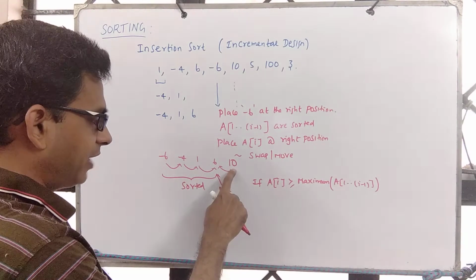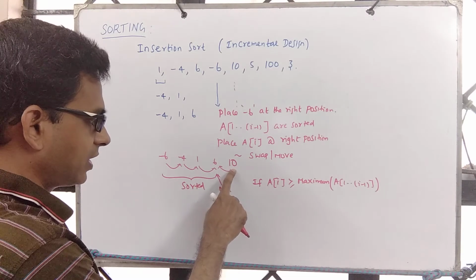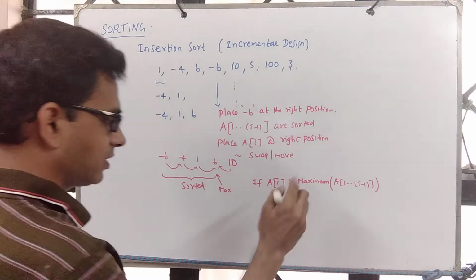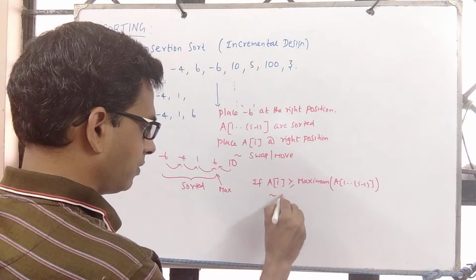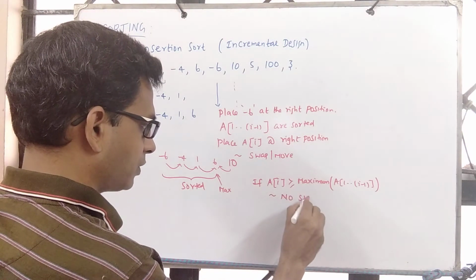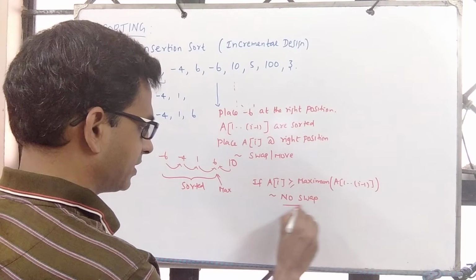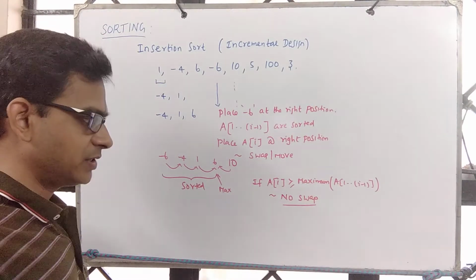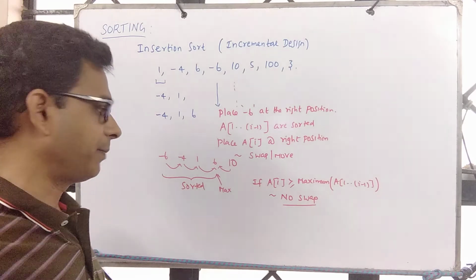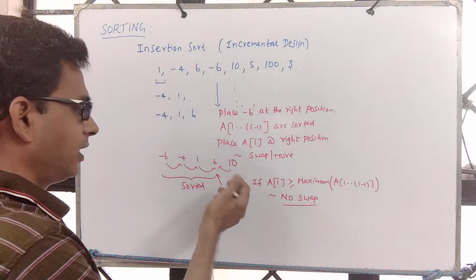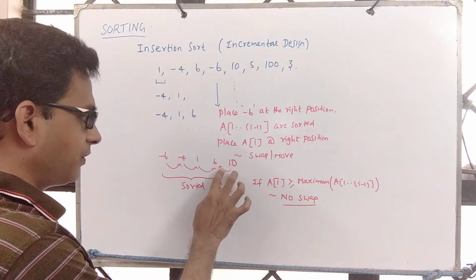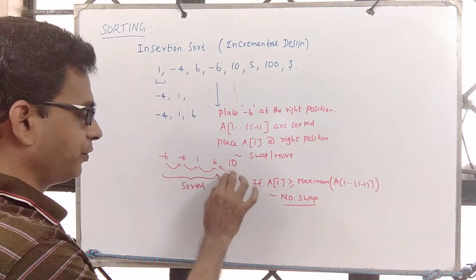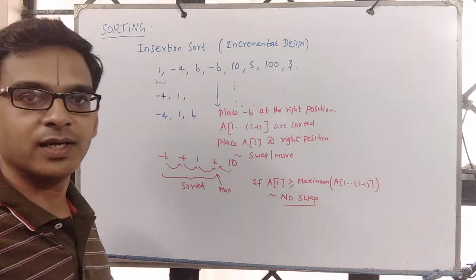Now you are bringing a value which is at least this. What does that tell you? We don't need to swap or move elements. If that's not the case, so which means one comparison, no swap. And otherwise, you may have to swap and then keep doing this until you hit the right place for ith element.